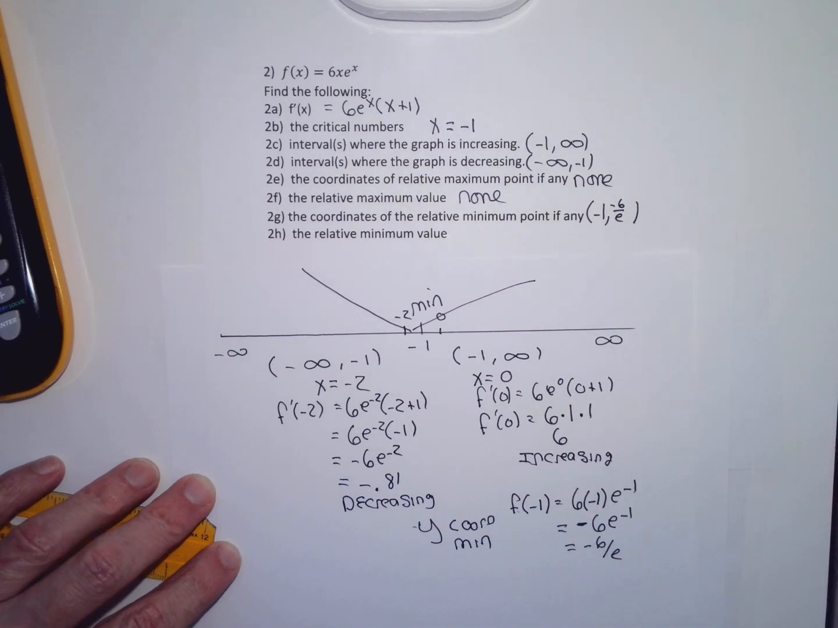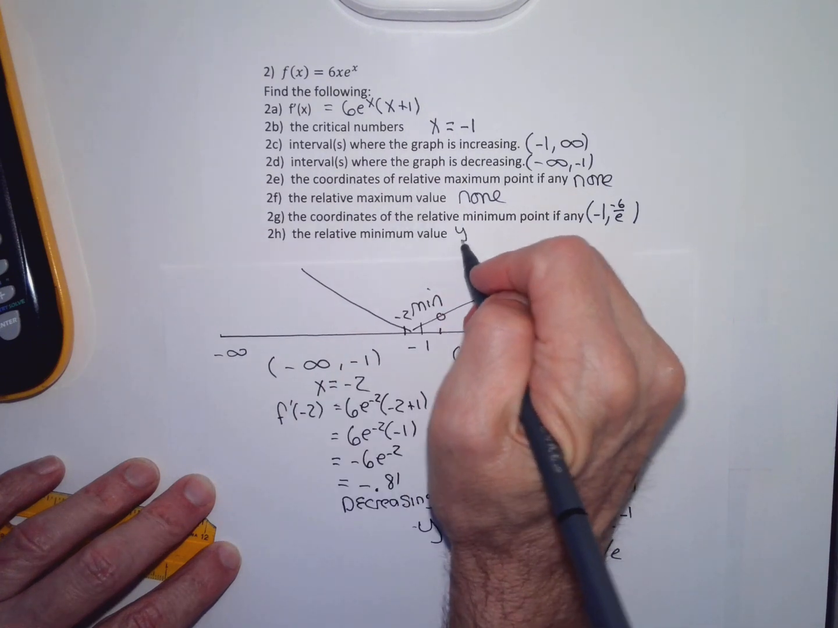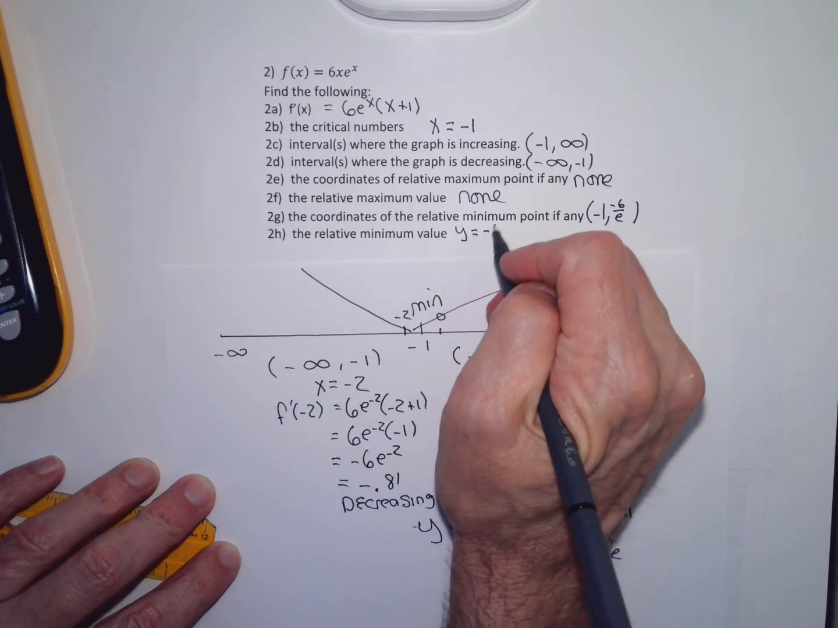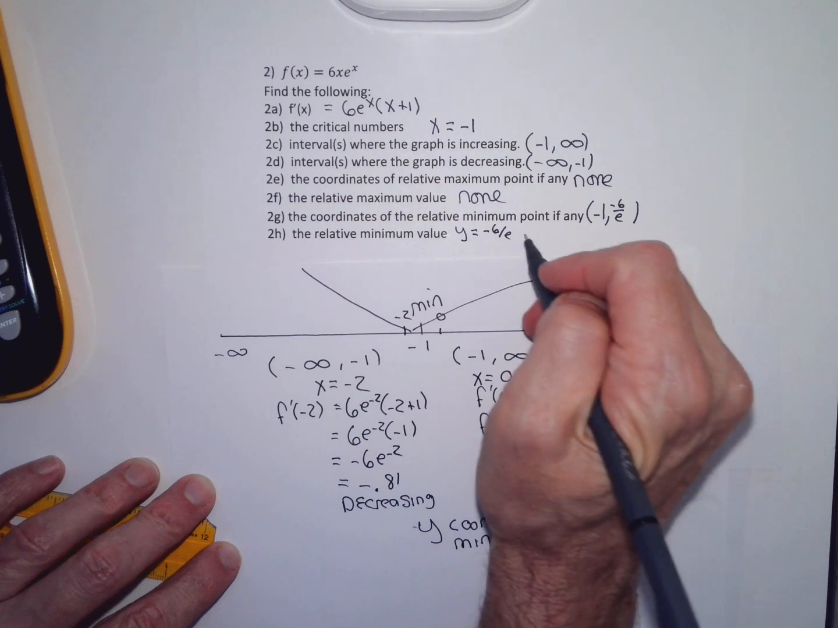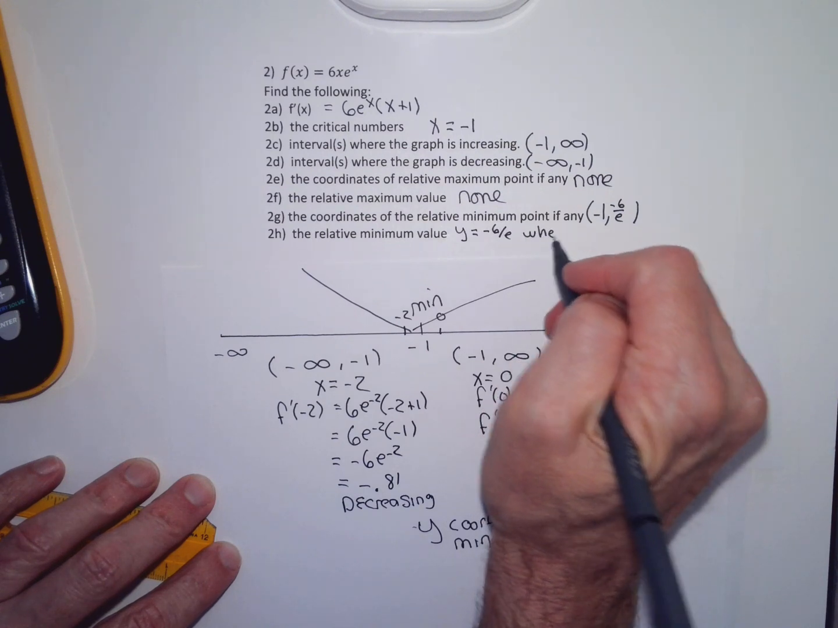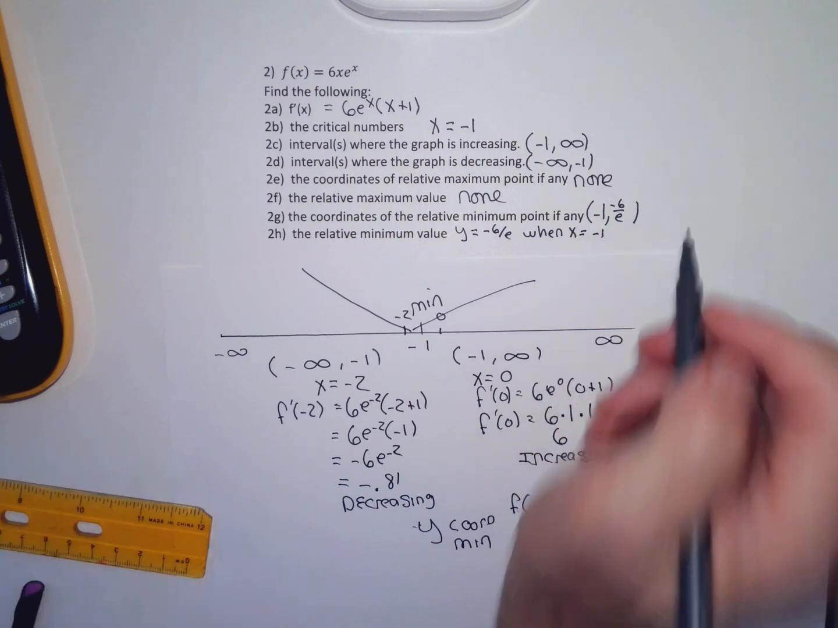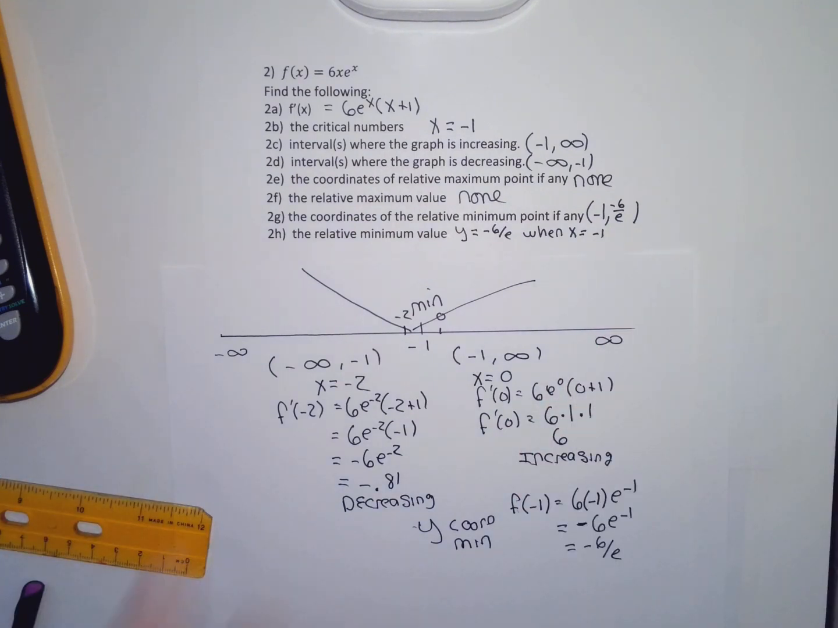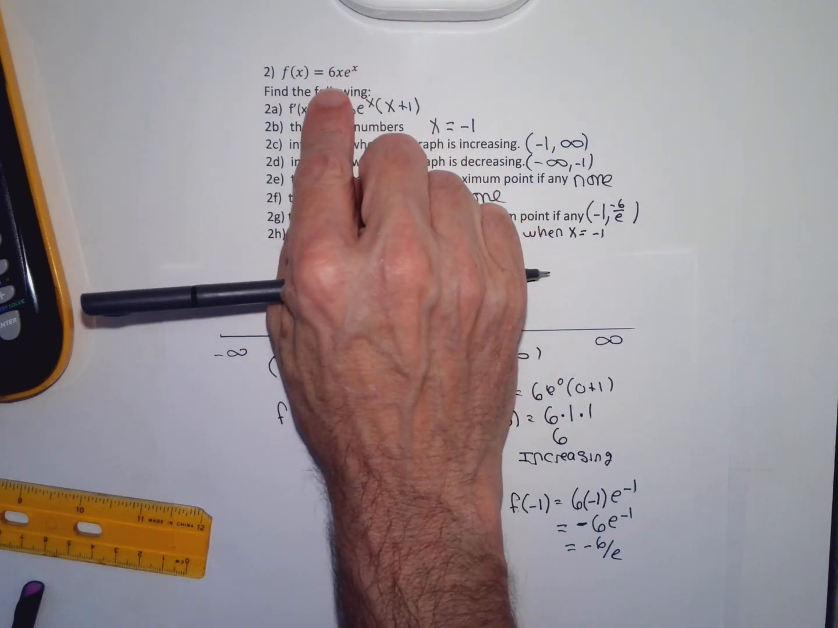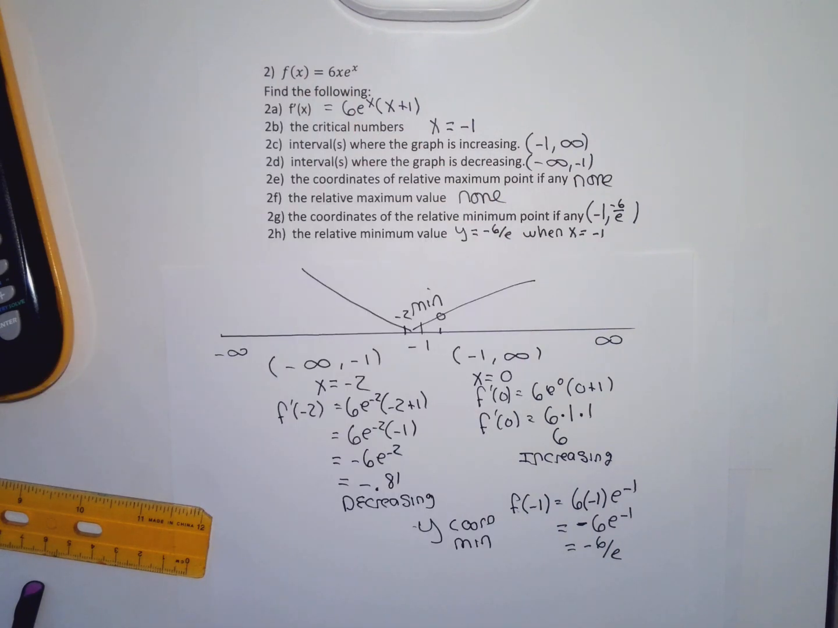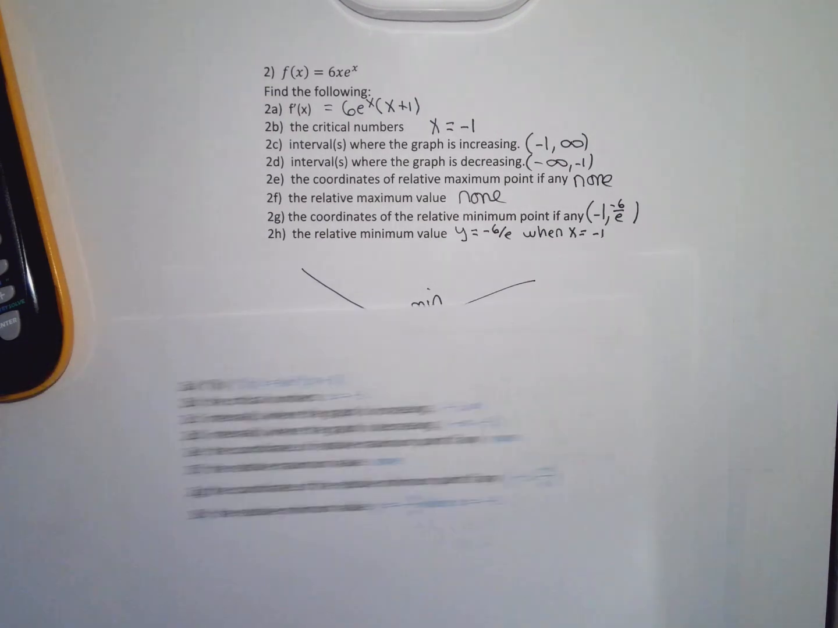The relative minimum value, let's get really lazy and say it's y equals -6 over e, which occurs when x equals -1. There's guaranteed to be an e problem just like that. Maybe it's 5xe to the x or 2xe to the x, but it's going to be structurally just like that. And it's only first derivative tests, increasing, decreasing, maximums, and mins. We won't do any second derivatives with the e's on the test.